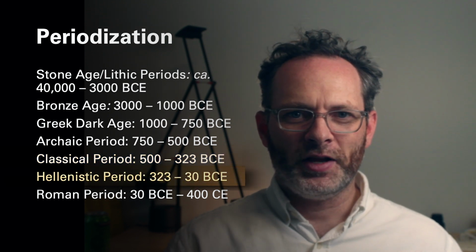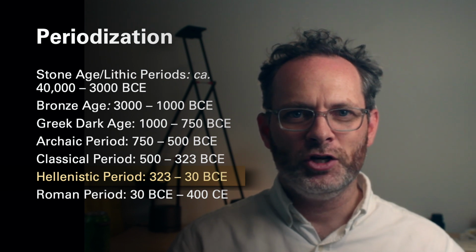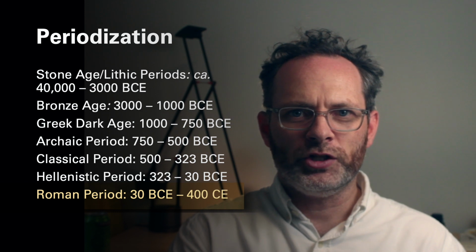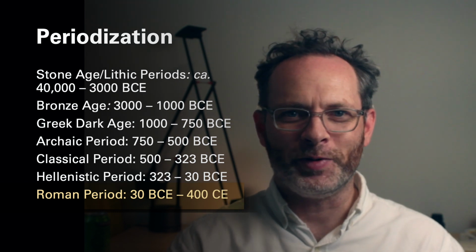The death of Alexander the Great ushers in the Hellenistic period, which is generally from 323 BCE to the Battle of Actium. And then we have the Roman period, which is basically the Battle of Actium until the fall of the Roman Empire, whenever that is. We'll worry about that later.